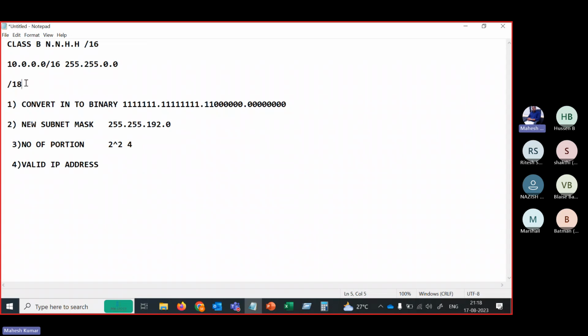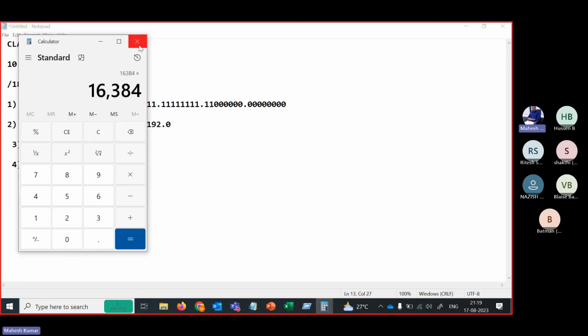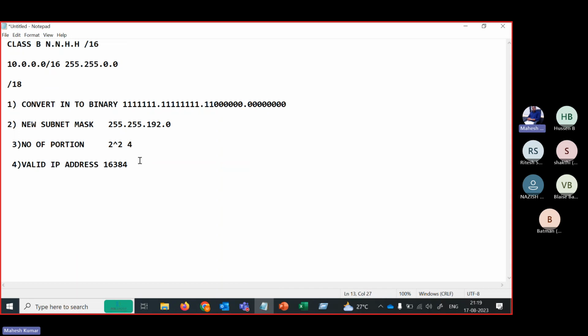16,384 total in this single network. With this new subnet mask, how many total users will connect with a single network ID? 16,384, right? You need to do minus 2. Why? Because one is for the network address and one is for the broadcast address. So the valid number will be 16,382 users who can connect. This will be our valid IPs.